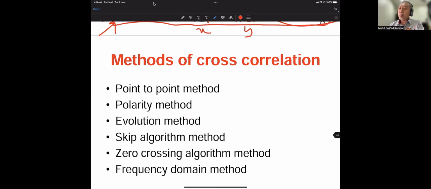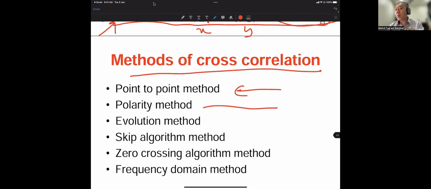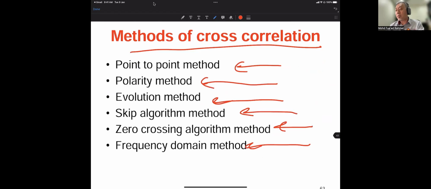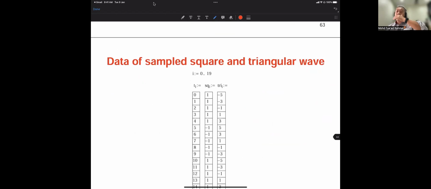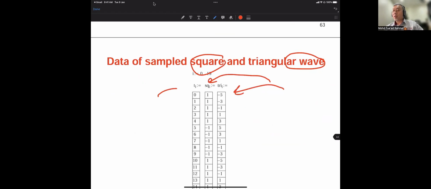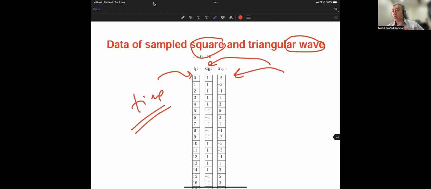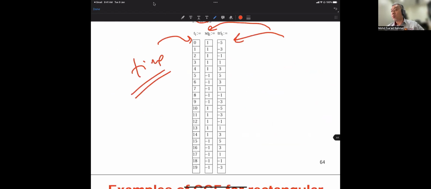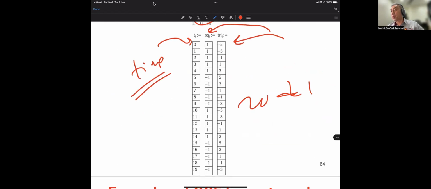In order to carry out cross correlation, we have a lot of methods: point-to-point method, polarity method, evolution method, skip algorithm method, zero crossing method, and frequency domain method. Let's say we have a sample of square and triangular wave, shown here as data against time. Between 0 to 19, we have 20 data of x and y.